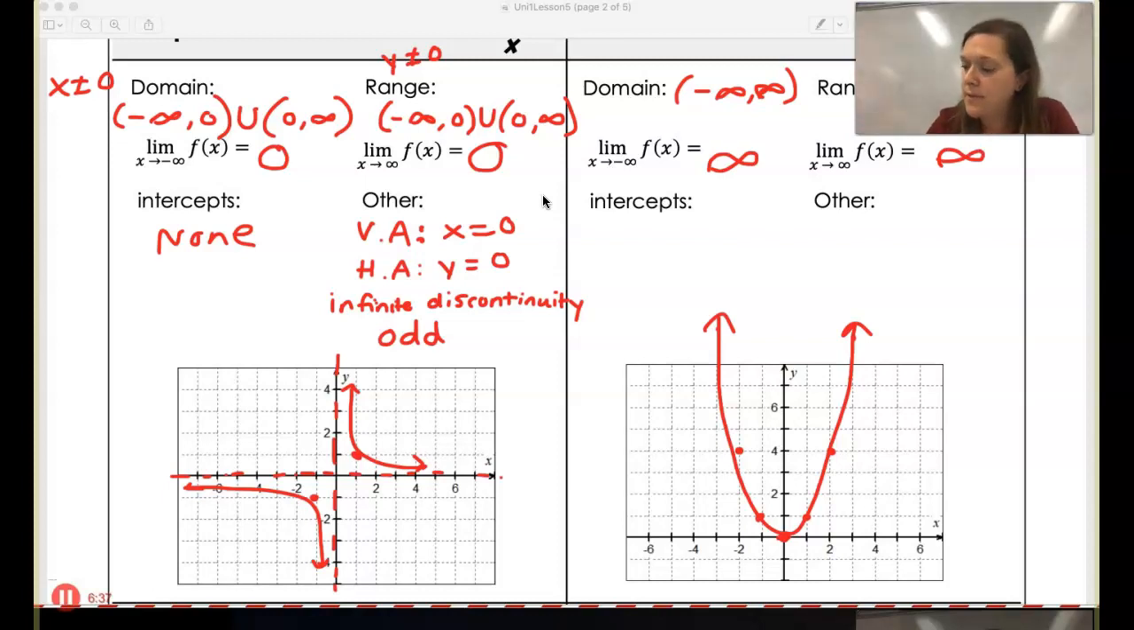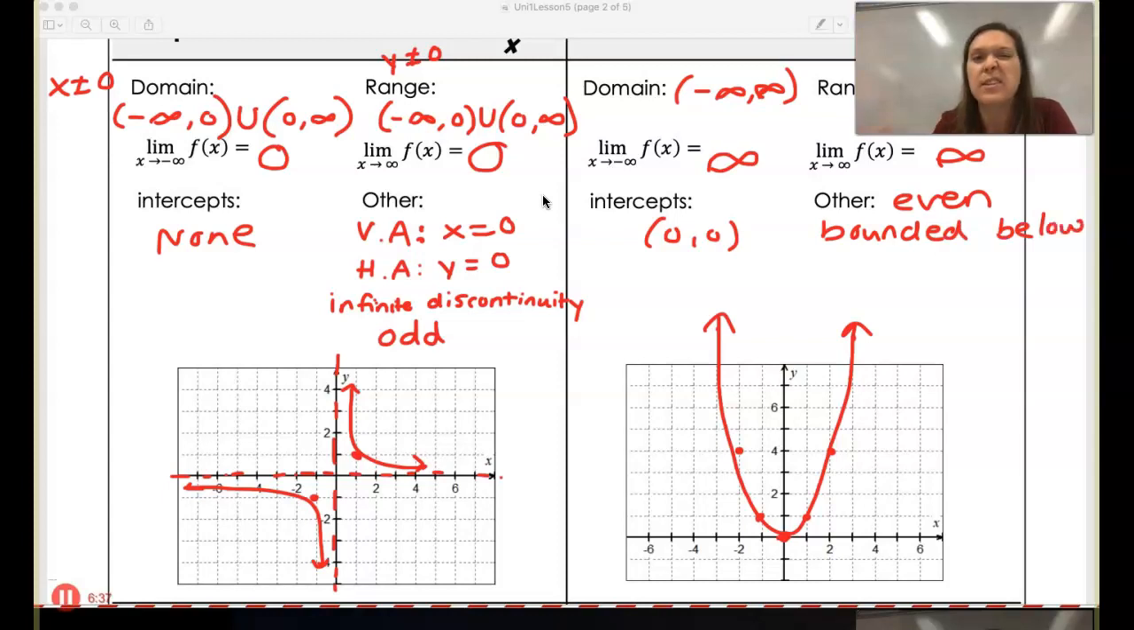My intercepts are at 0, 0. So what else do we have? Is it symmetric? Yep, symmetric to the y-axis, so that makes it even. Do we have any boundedness? I could say that it's bounded below. I guess we could have said that the reciprocal graph is unbounded, technically. How about concavity? I would say that that's concave up.